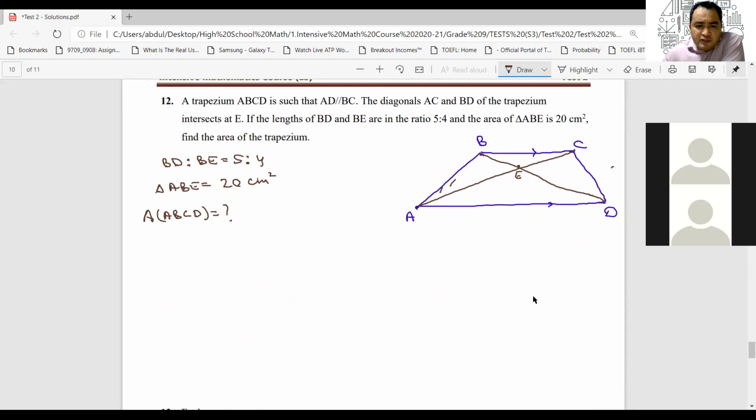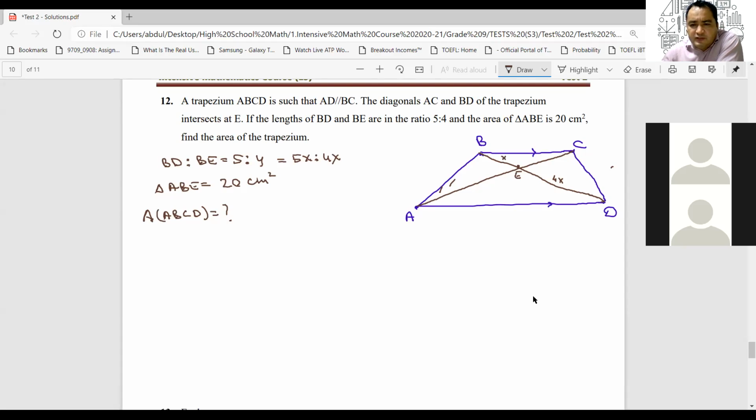So if I denote this by, let's say, 4x, what is the length of BE? It will be x, right? As you see here, BD is 5x. And how about BE? It is 4x, right? BD is 5x, BE is 4x.